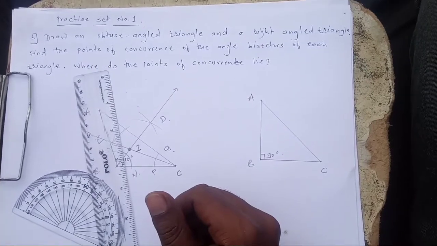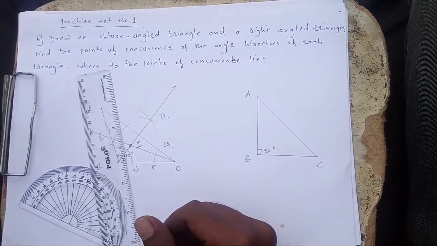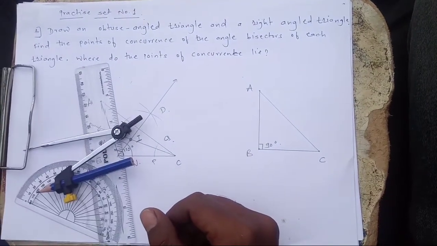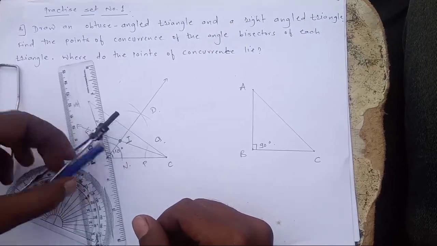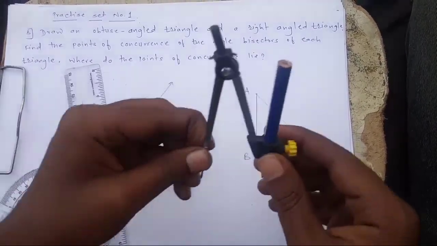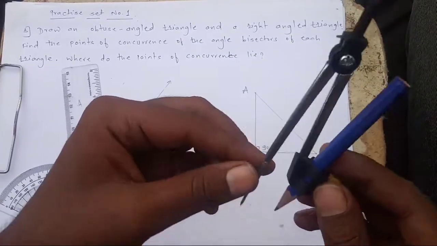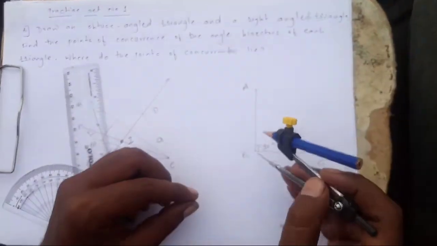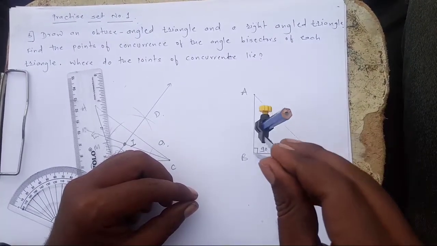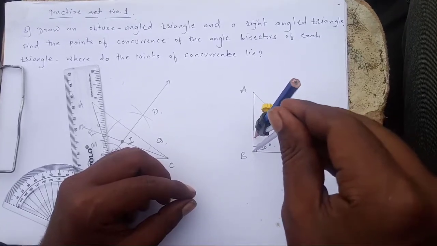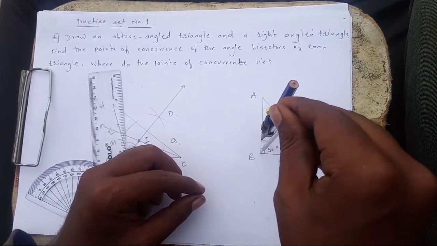Okay. Now you have to draw its angle bisectors. What they told us to draw its angle bisectors. So how to draw it? First of all, bisect angle B. Take some distance in compass. Keep B as a center. Draw a radius.